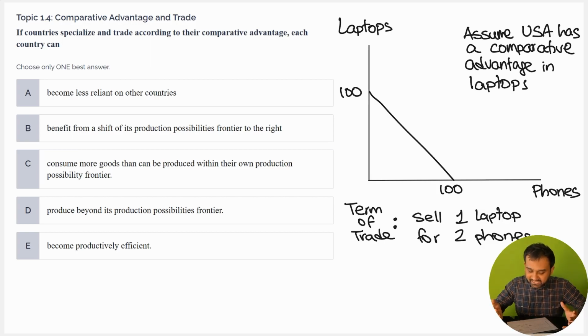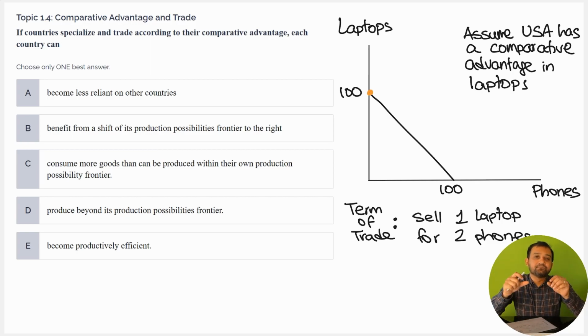So let us say USA has a comparative advantage in the production of laptops. It can produce laptops or phones, but it has a comparative advantage in laptop production compared to, let's say, another country. And hypothetically, let's say it can produce 100 laptops or 100 phones using the resources that it has. Okay. For simplicity, let's assume that USA only produces laptops. So in our diagram, it is producing 100 units of laptops. And it is trading with its trading partners at a rate of 1 laptop for 2 phones. So that means when USA sells 1 laptop, it gets 2 phones in return.